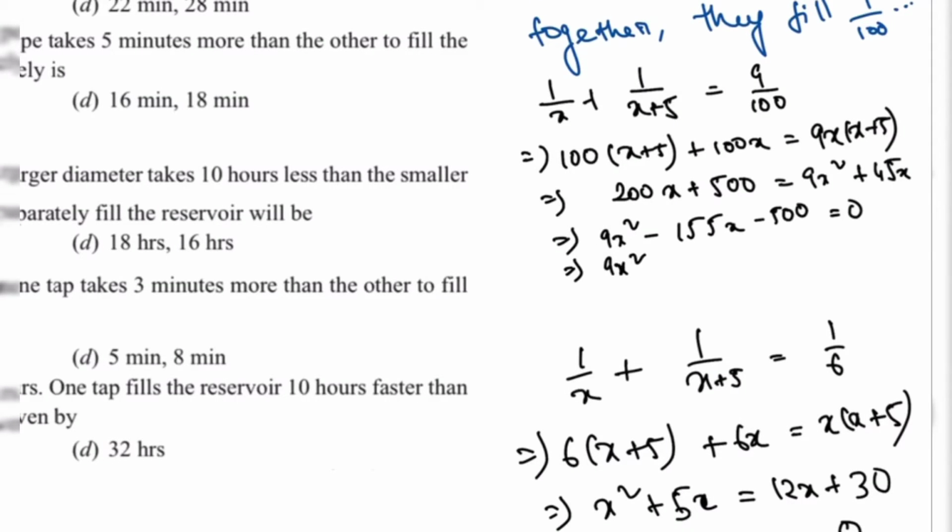9x square. This is slightly out of the box kind of a factorization, but 9x square minus 180x plus 25x minus 500 equals 0. From here you will get x minus 20 times 9x plus 25 equals 0.